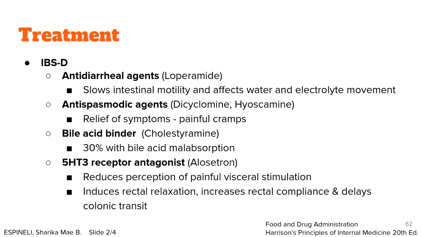We may also give antispasmodic agents like dicyclomine or hyoscine, and these are used for smooth muscle relaxation through inhibition of the muscarinic cholinergic receptors in the enteric plexus and on the smooth muscle, therefore relieving symptoms such as painful cramps. These are more effective when prescribed in anticipation of predictable pain, so they are given 30 minutes before meals.